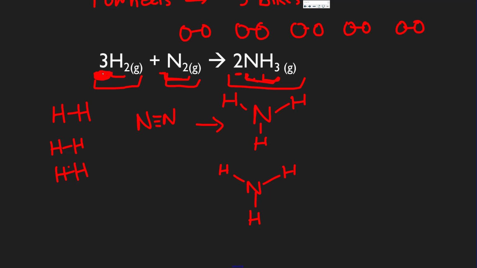So when we talk about molar ratios, right? Molar ratios, that's looking at the coefficients in front of these elements or compounds or molecules. So 3 moles of H2 will combine with 1 mole of nitrogen, N2, to give me 2 moles of ammonia gas. So that's your molar ratio, 3, 1, and 2. So why is this important?